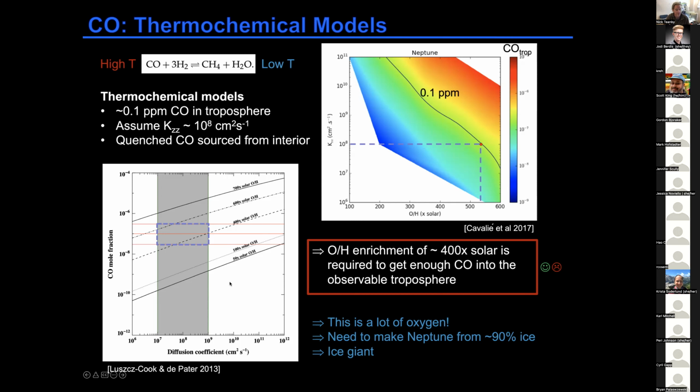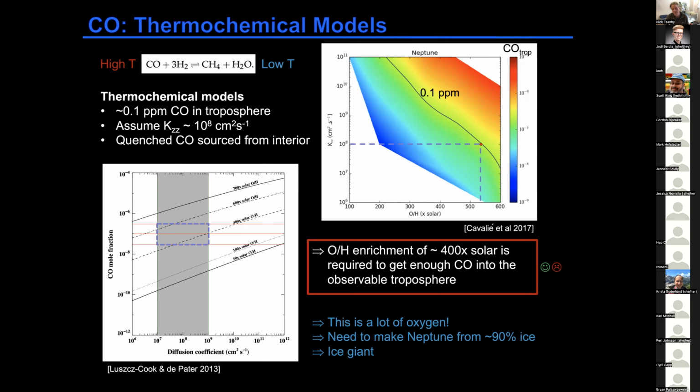And here's another study, slightly older, but getting similar results. So these studies and this modeling suggest if you had about 400 times solar OH enrichment, you could get enough CO mixed into the troposphere to observe and explain these observations. To summarize this with a happy face, in that this would explain it, but also a sad face, because this doesn't seem consistent with the C to H and the D to H observations.